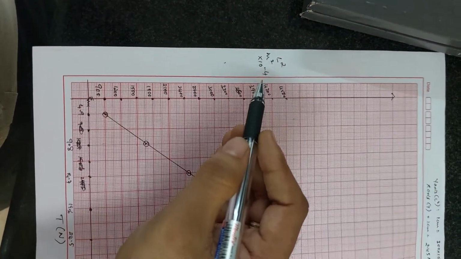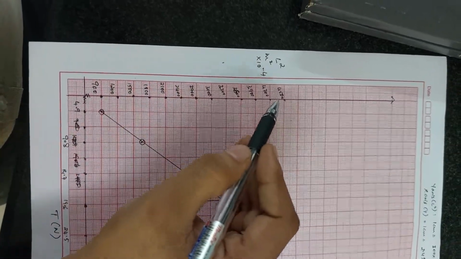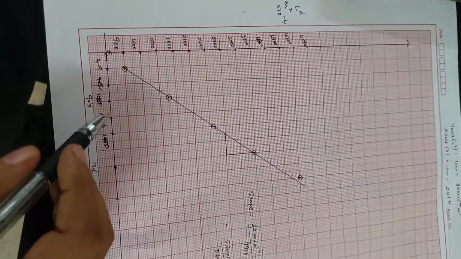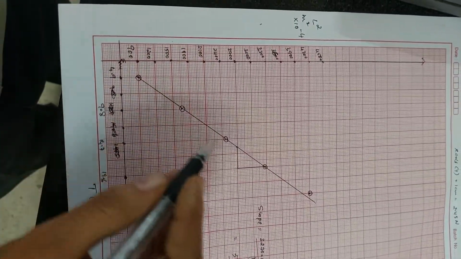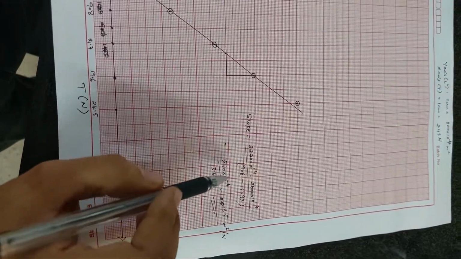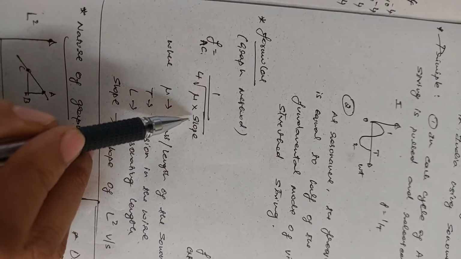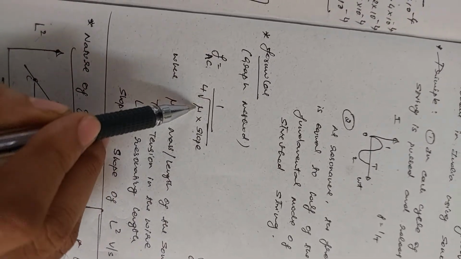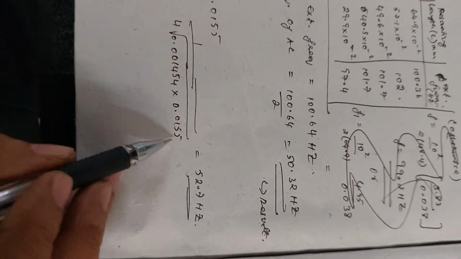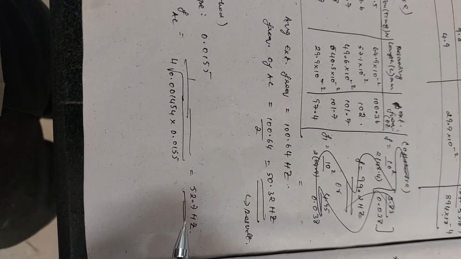So L square I have taken 900 to 4500 into 10 power minus 4. When I plot L square versus T, I'll get a straight line. I have to calculate the slope. When I calculate the slope, I'll get 0.0155. Once I plug the slope 0.0155 and the mu value, which has already been given here, I'll get 52.7 hertz.